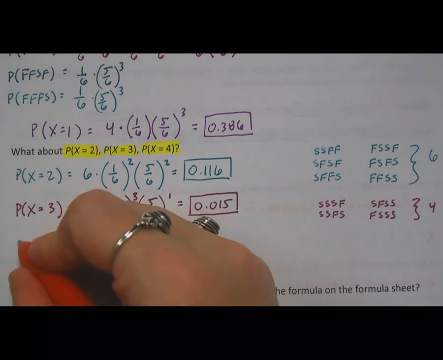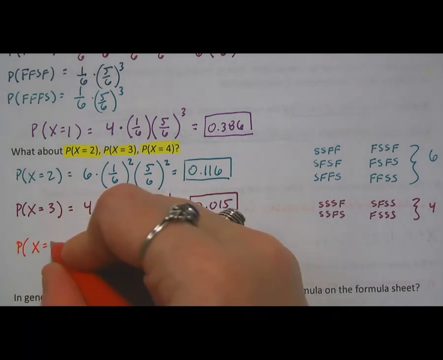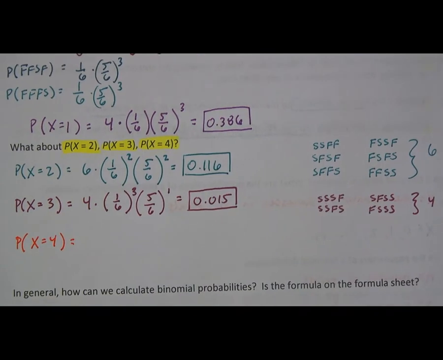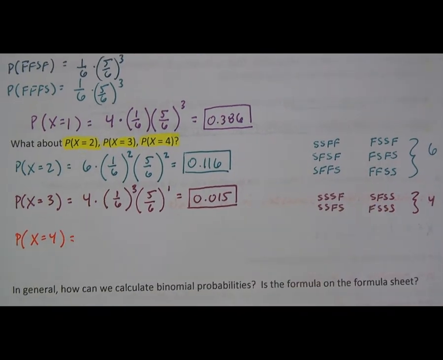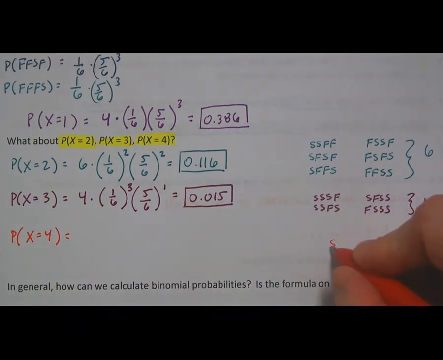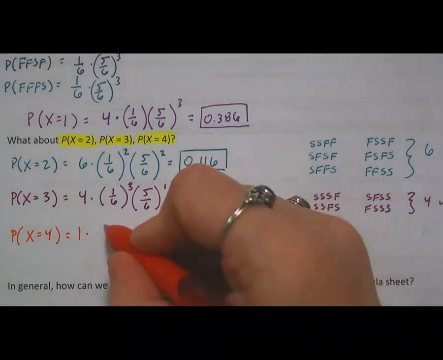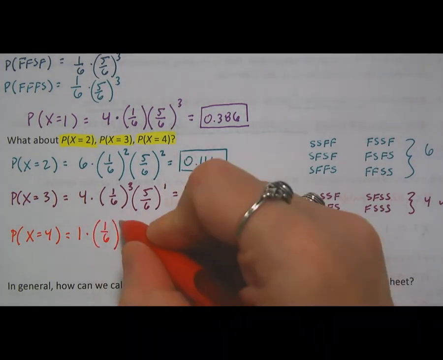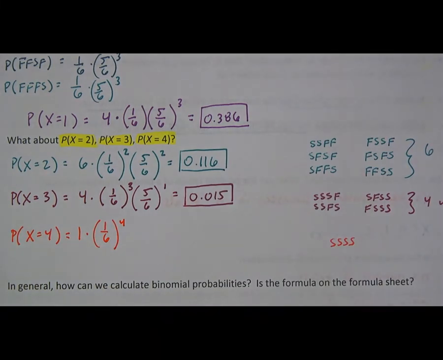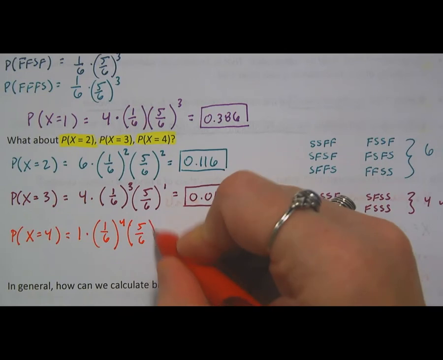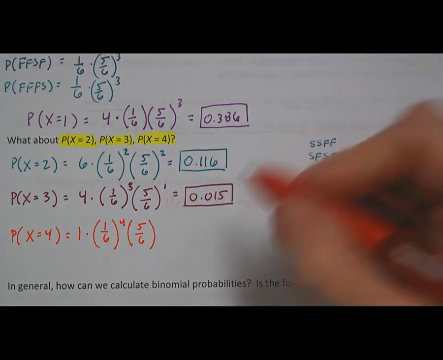What we're about to figure out here is, look how slim the chances are that you roll a die 4 times and all 4 of them are 6s. How many ways can that happen? 1 way. S, S, S, S. So 1 times, that's your coefficient. We want all 4 to be successes. So the probability of a success to the 4th power, the probability that we fail, how many of those do we want? 0.